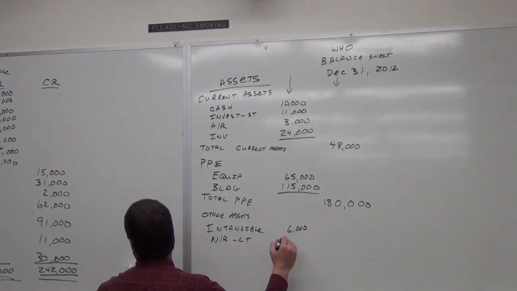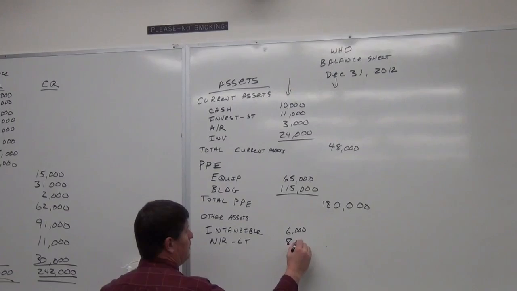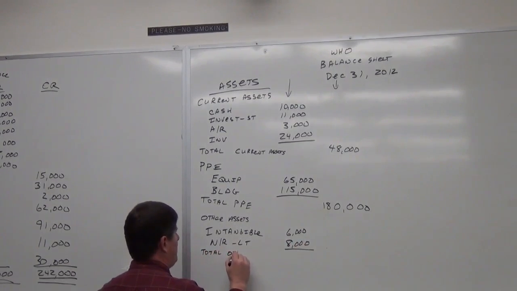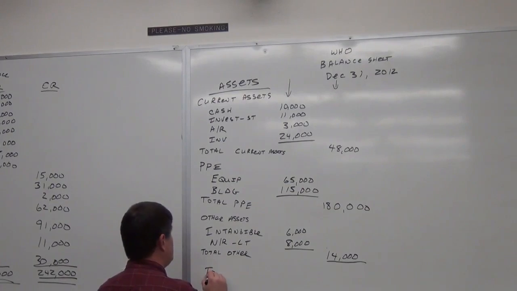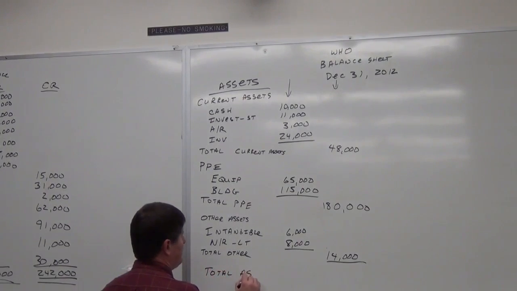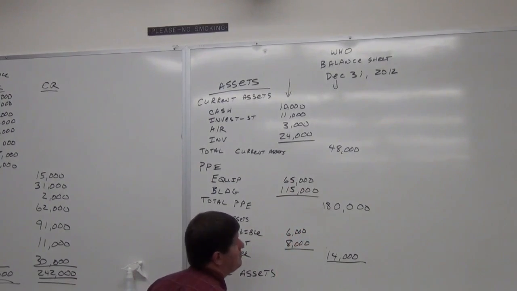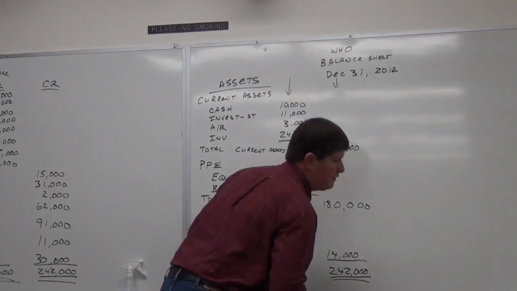6,000 and how much is my note receivable? 8. Total other 14,000. What's left? Total assets. 48 plus 180 plus 14 is how much? Double underline it. There's my total assets.